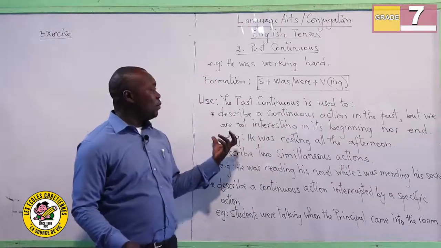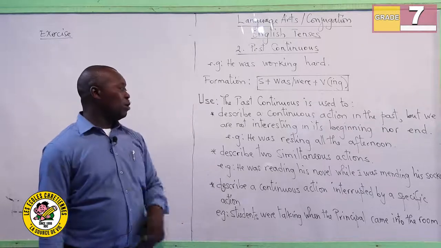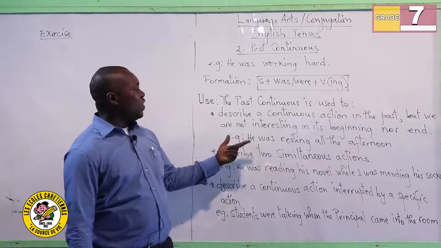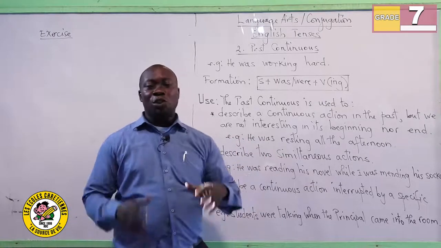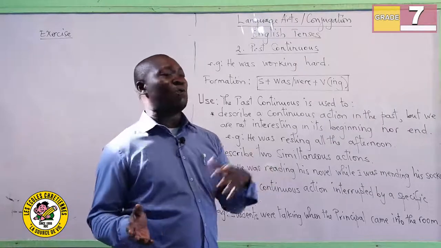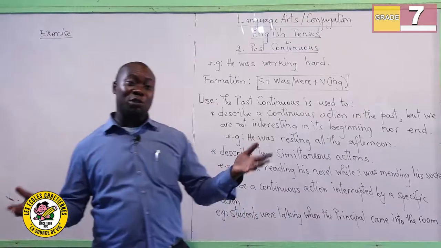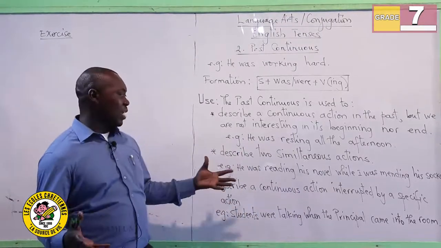What is the example written here on the board? Can somebody read that example? Very good. Over there, we say he was resting all the afternoon. All the afternoon he was there, only resting. We don't know if it was at 1 p.m. to, we don't know. But all the afternoon he was resting.